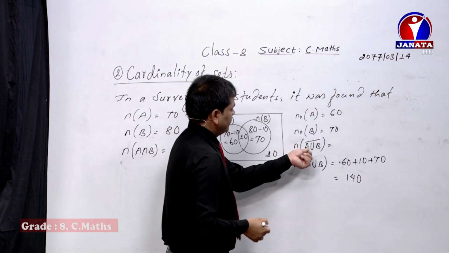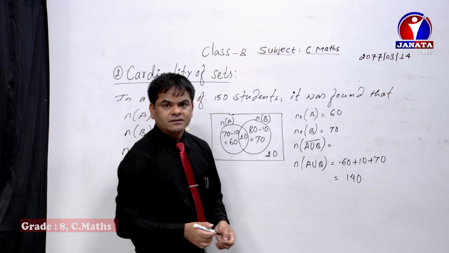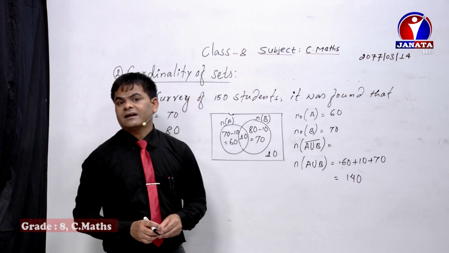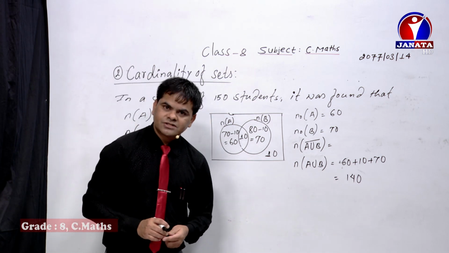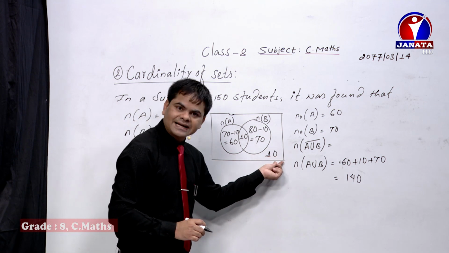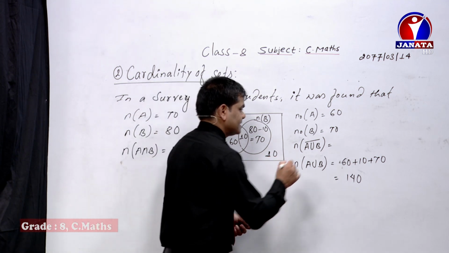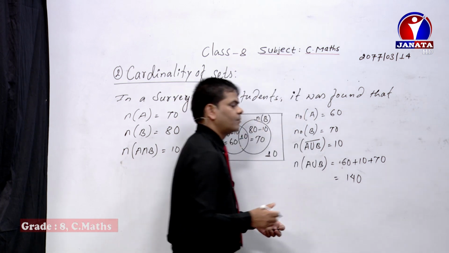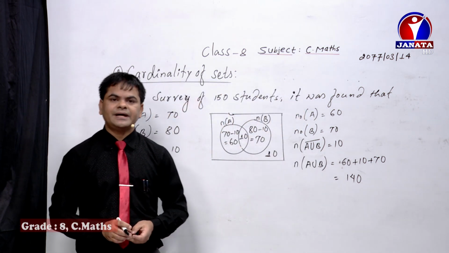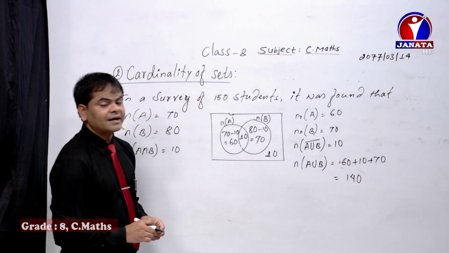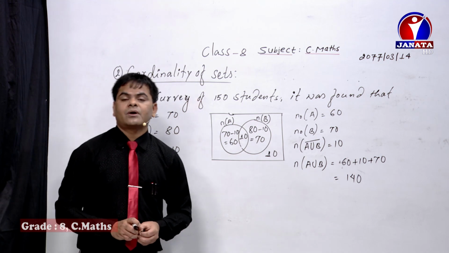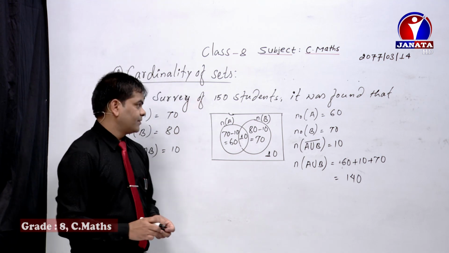And A union B complement represents the value contained in the rectangle but outside of the circles. It means as per the Venn diagram there is 10. So let's keep 10 in the place of A union B complement. So these are the answers. In this way we represent the information in a Venn diagram and we find the answers to the different tag questions given to you.